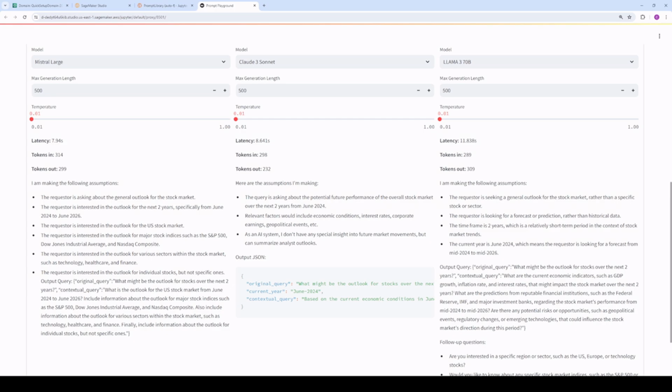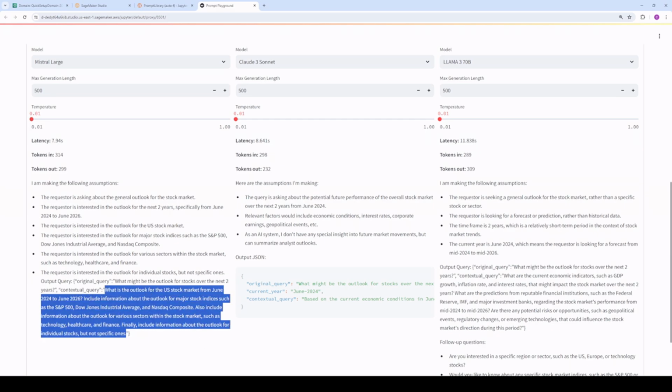Individual stocks, but not specific ones. Okay. And now we have our original query. So it might be the outlook of stocks in the next 2 years, as well as our contextual query. What's the outlook for U.S. stock market from June 2024 to June 2026? Including information about the outlook for major stock indices such as the S&P 500, Dow Jones Industrial Average, Nasdaq Composite. Also include information about the outlook of various stocks within the stock market, such as technology, healthcare, and finance, and include information about the outlook for individual stocks, but not specific ones. Okay. There's more semantic information in this query than in the original, what's the general outlook over the next 2 years.